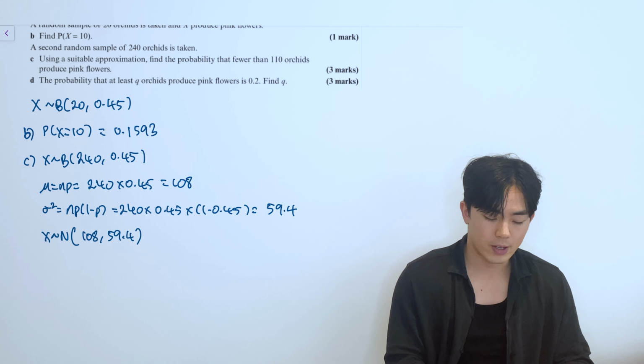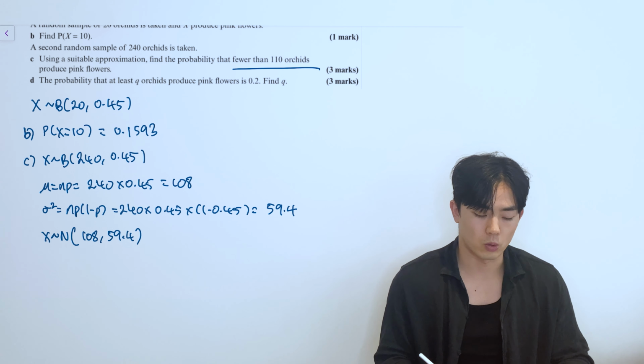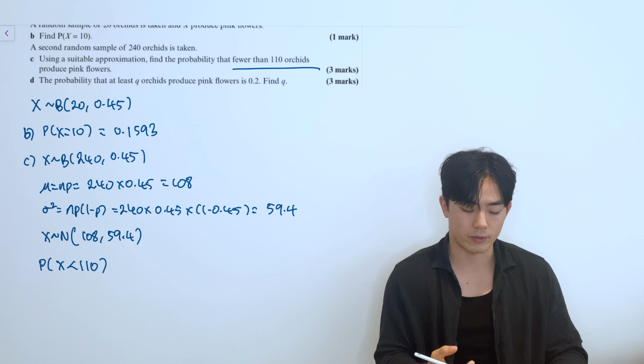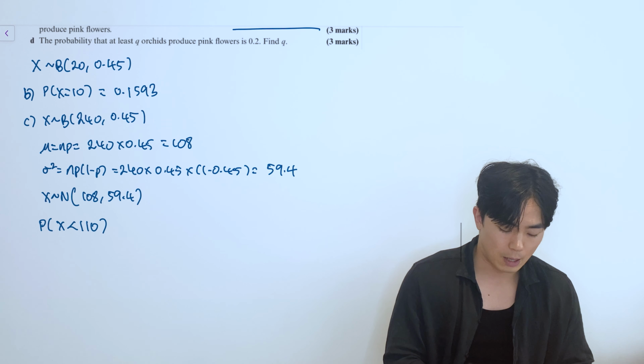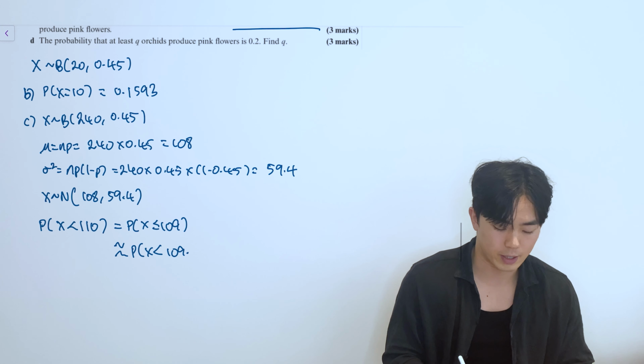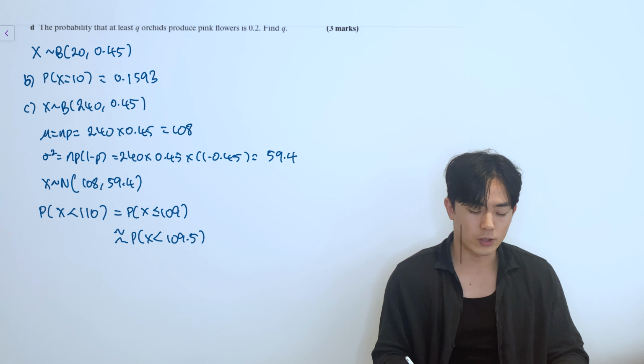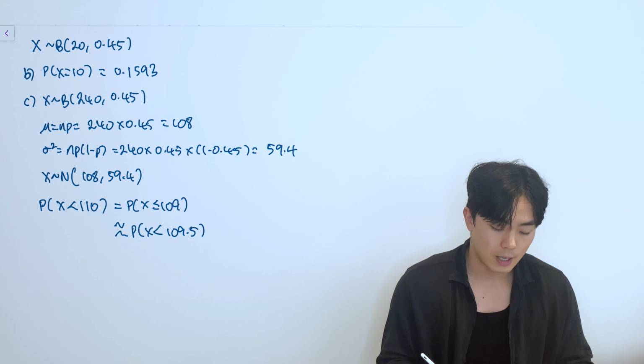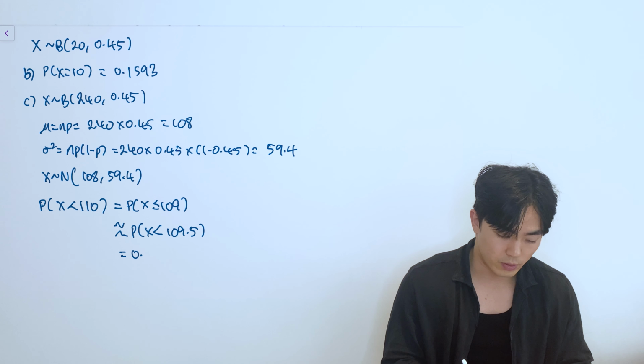So they say, find the probability that fewer than 110 orchids produce pink flowers. So they're asking us to find the probability that X is less than 110, not less than or equal to, because it's fewer than, right? So therefore, I will change this to the probability that X is less than or equal to 109. Now I can do the continuity correction, which would be X is less than 109.5, because I need to include 109. And then using the calculator, I can work this out, and you should get an answer of 0.5772.